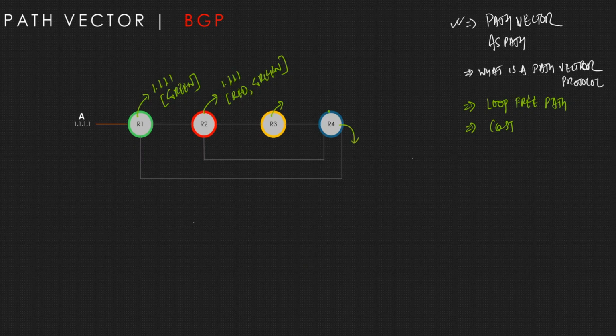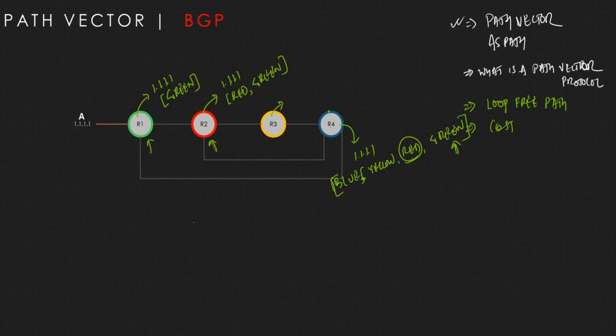Whenever R4 advertises 1.1.1.1, it says that it learned from yellow, from red, from green, and it will also update its own information, as it learns from blue regarding its own device. Based on that, it advertises. Whenever R1 receives that, it finds that it has already been learned from me, right? Similarly, whenever R2 receives this, it is able to see that it has already been learned from me.